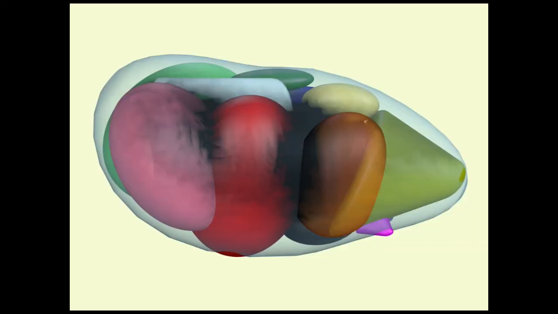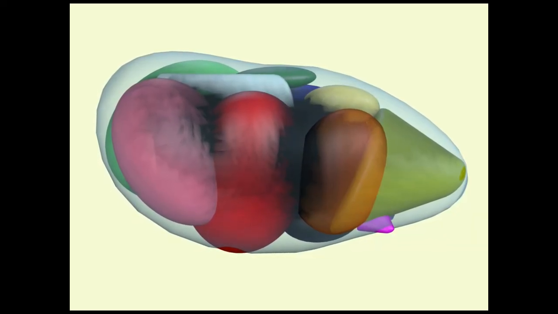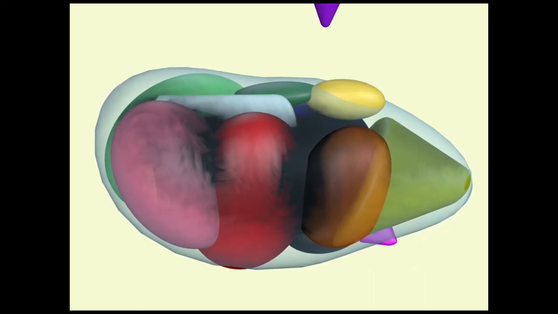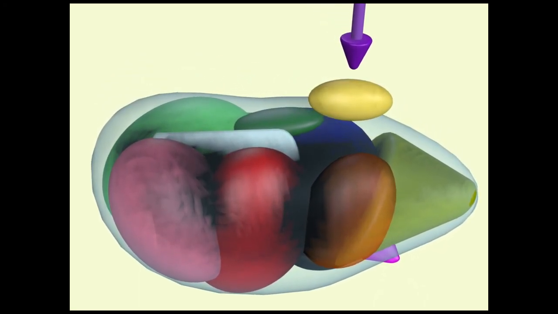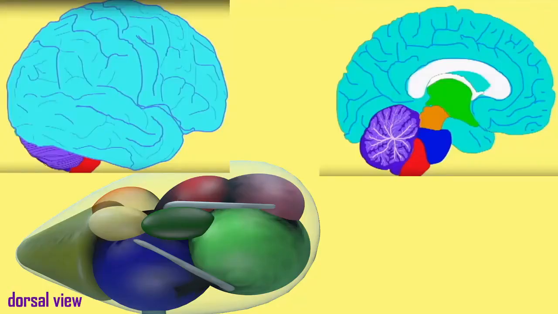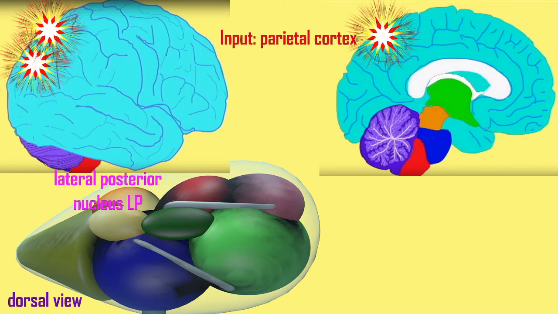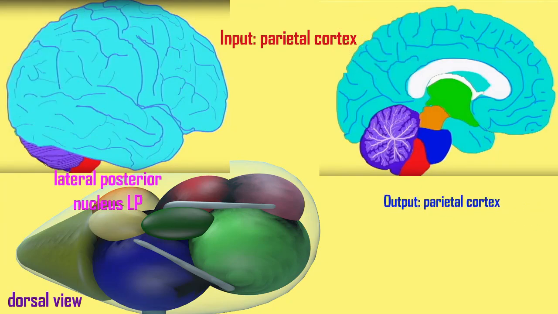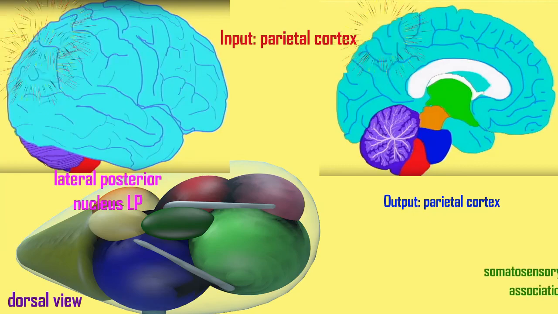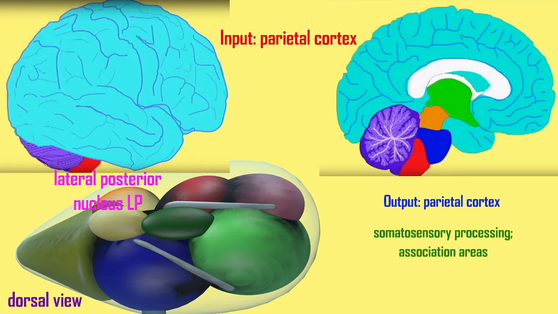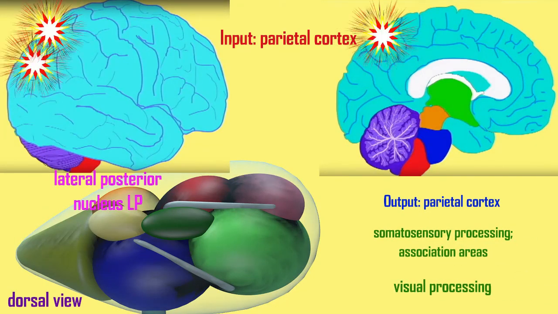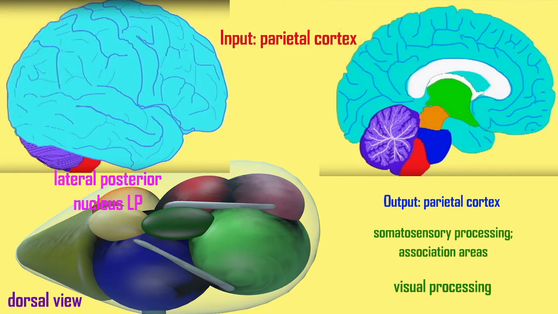The lateral posterior nucleus of the thalamus is largely involved in reciprocal connections to the parietal cortex. This is where the majority of its inputs come from and its outputs are destined to. It is involved in somatosensory processing, connecting with association areas of the brain. In addition to somatosensory processing, it is also involved in visual processing.